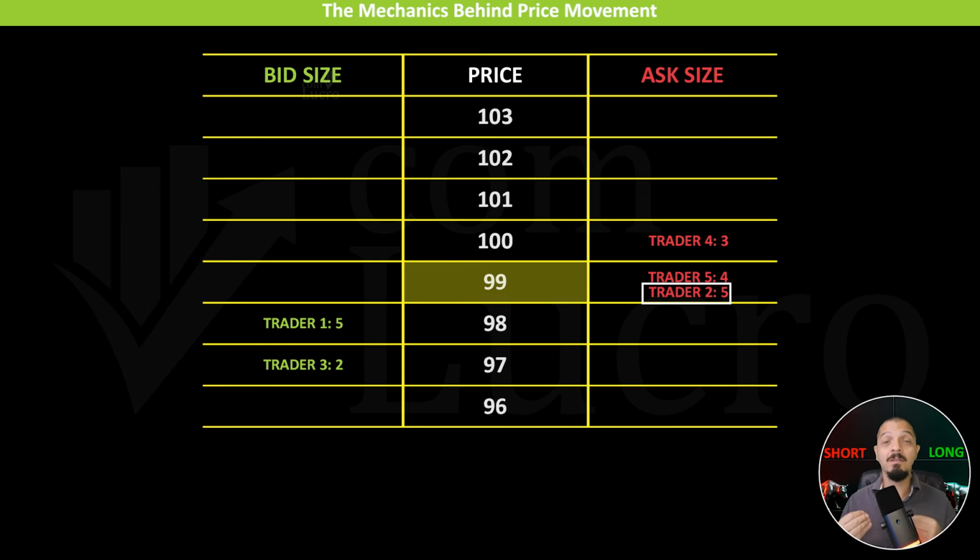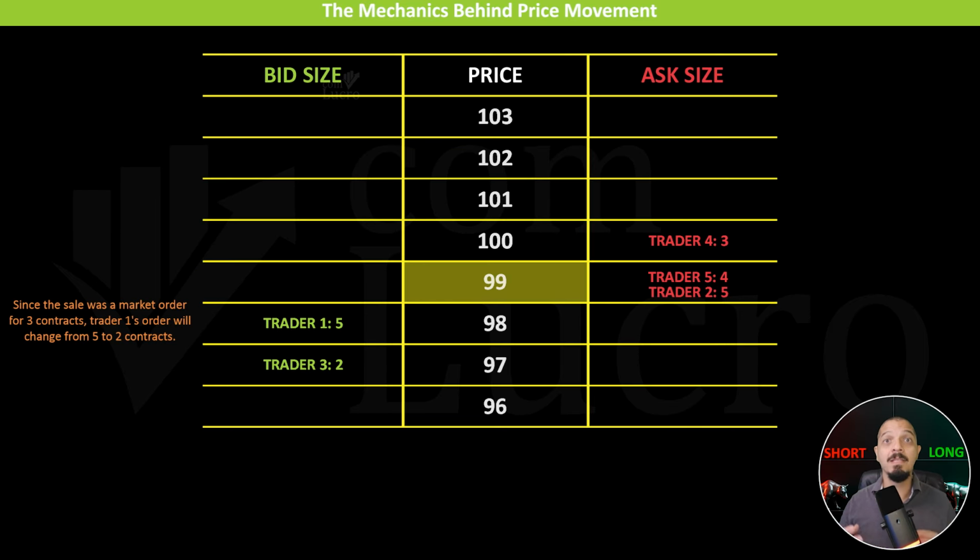These will be filled in the following order. First, all the remaining sell limits of trader 2, and then those of trader 5. It's like a queue. The limit orders are sorted chronologically, following a first-come, first-served logic. Because trader 5 came in later than trader 2, he must wait until trader 2's sell limits are filled.